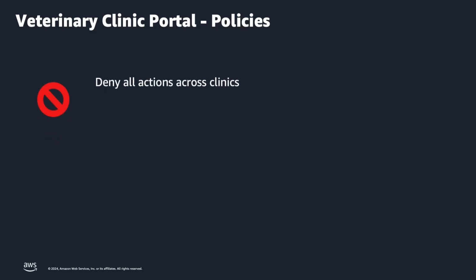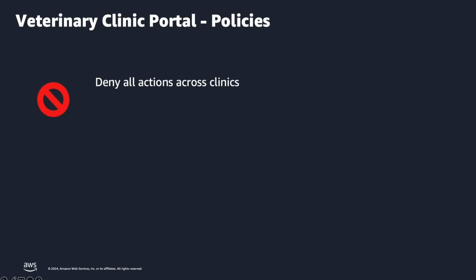As you might know, the Amazon Verified Permissions policy engine denies any action that is not explicitly allowed with a permit policy. So I would start with building guardrails for our application. To do that, I'll create a policy that denies all actions across clinics if the requester, which is either a pet owner or a vet, does not belong to the clinic in which they are trying to access the resource. Can you guess what type of policy we should use?